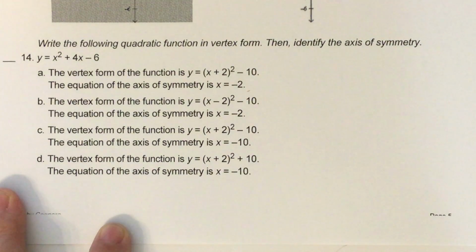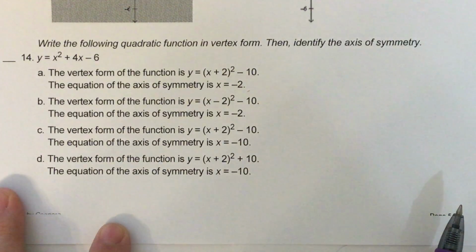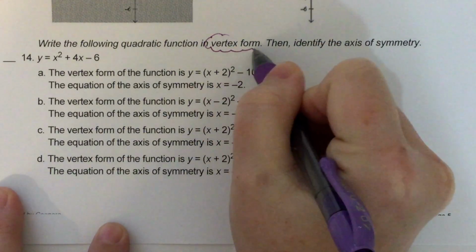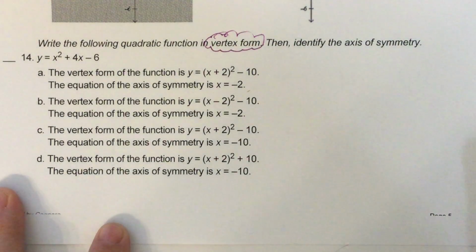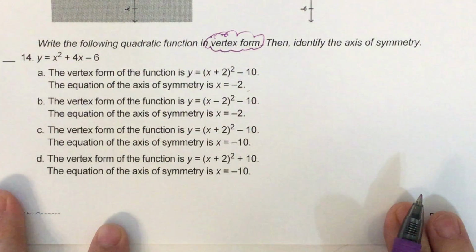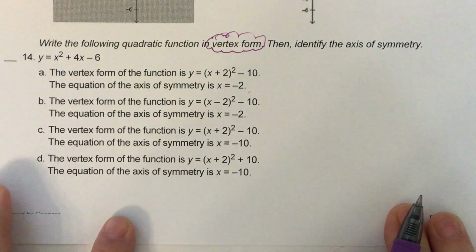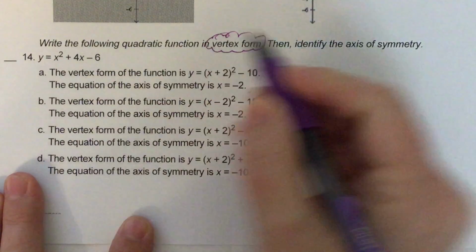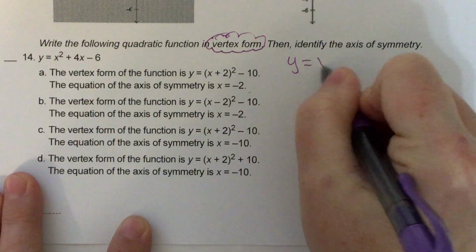Okay, we're going to finish up this Unit 5 Part 2 review. So we are ready for number 14, and it tells us to write this function in vertex form. I'm going to do this problem two different ways, just in case you were taught differently by your teachers. The first way is using completing the square. I'm going to rewrite this equation over here, so I have a little room.